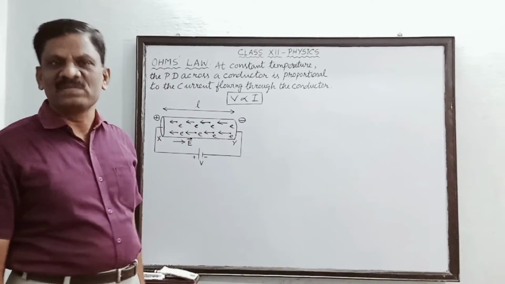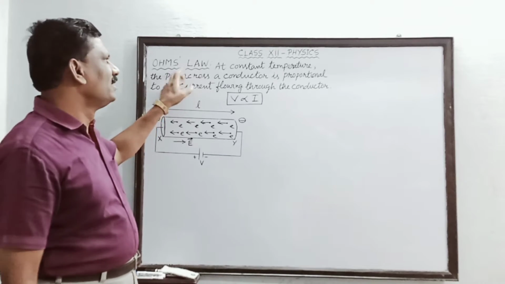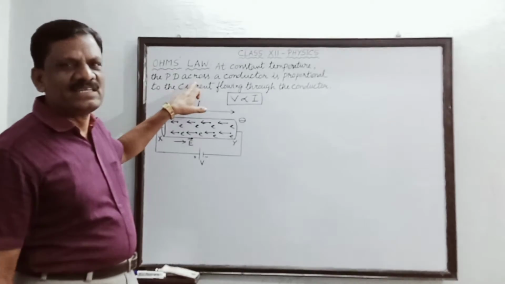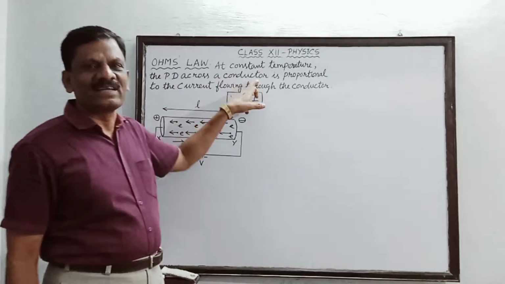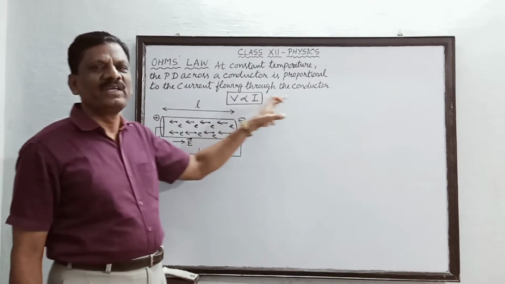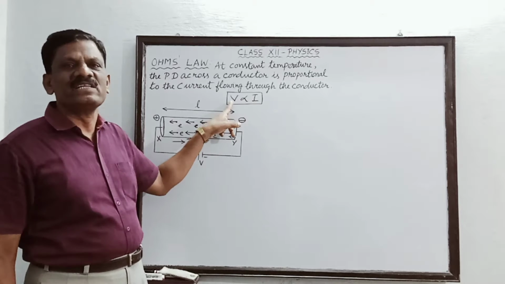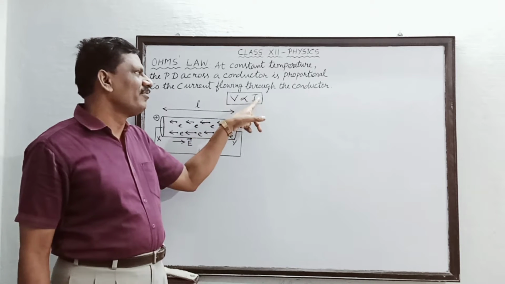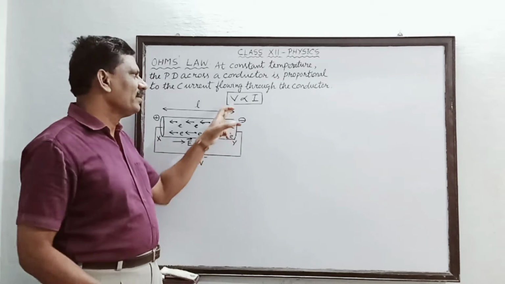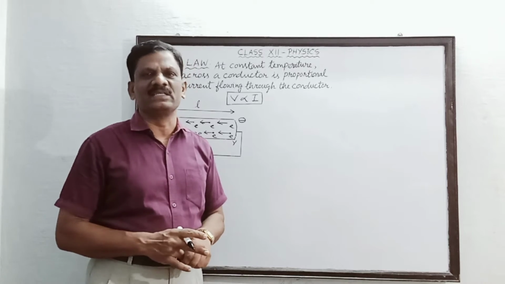Now we will see Ohm's law. The statement of Ohm's law, let us see first. At constant temperature, the potential difference across a conductor is proportional to the current flowing through the conductor. That means the symbol for potential difference is V and the symbol for current is I. So according to the statement of Ohm's law, V is proportional to I at constant temperature.